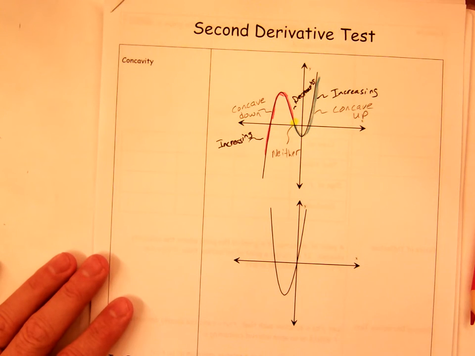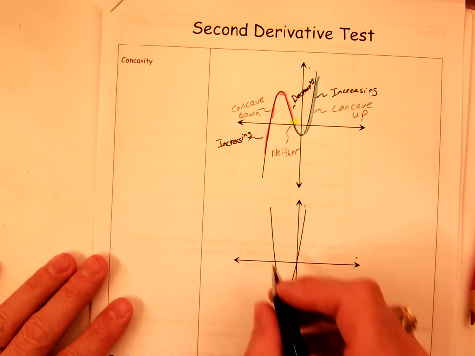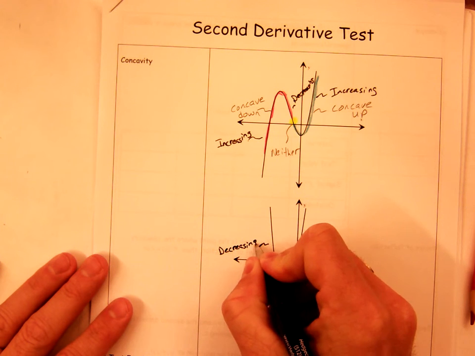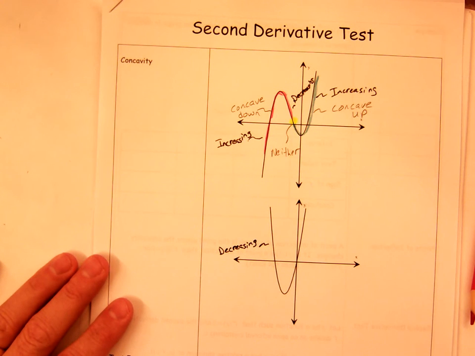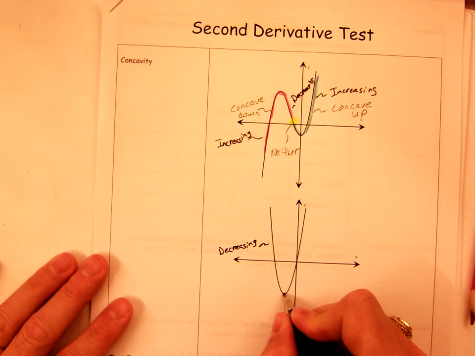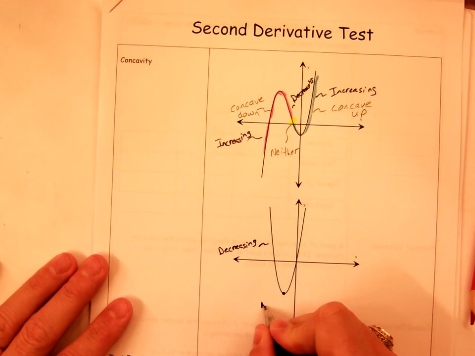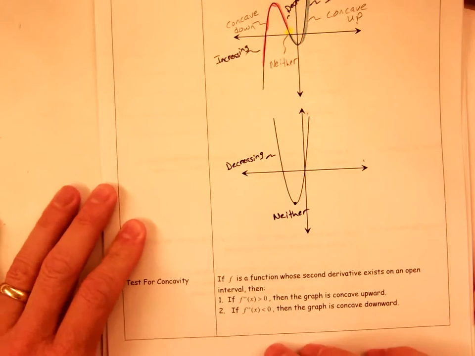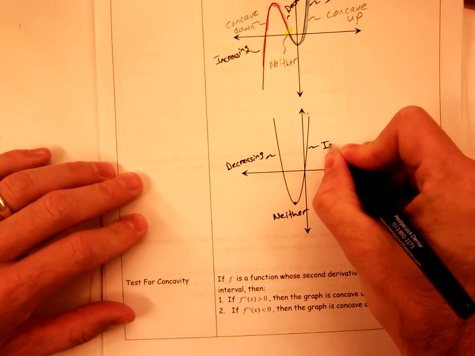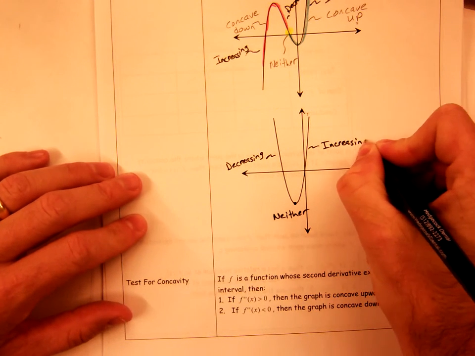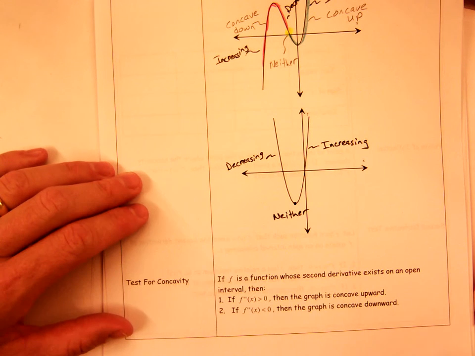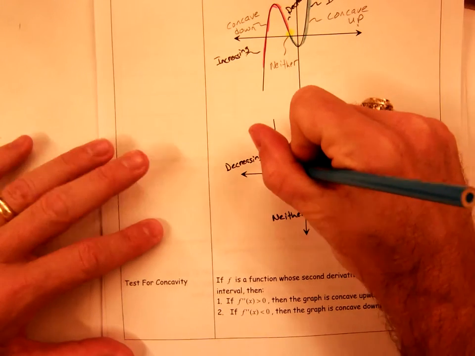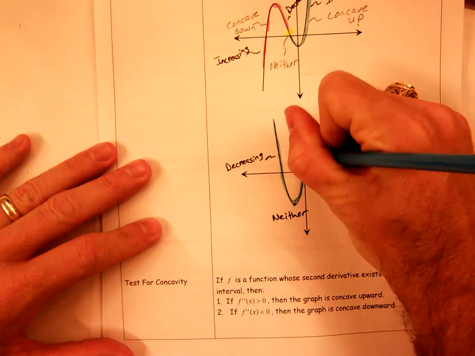This one here is decreasing all the way. And then probably at this point right here, it's neither. What does that mean for the slope? 0. And then this would be increasing again. What's the concavity of this? The whole way, right? So it's concave up the whole way.